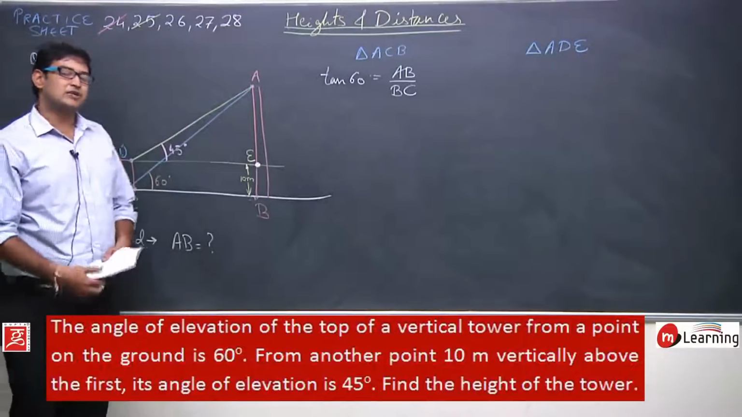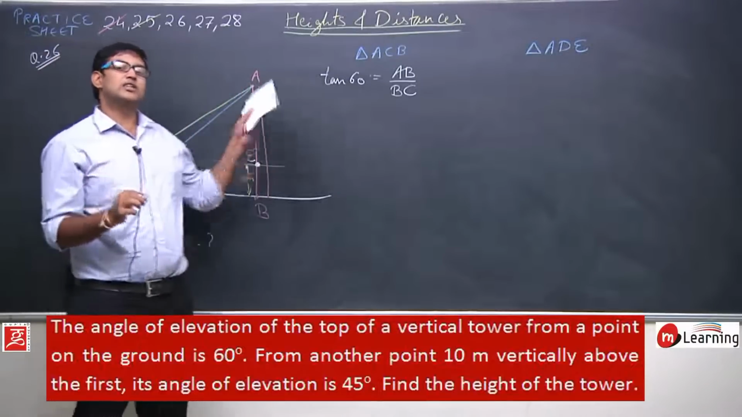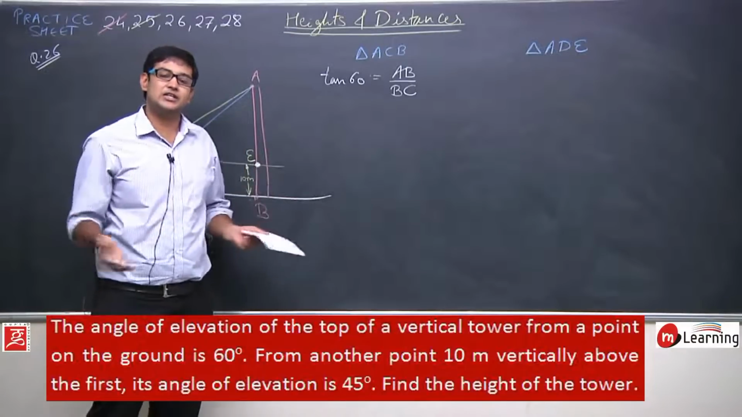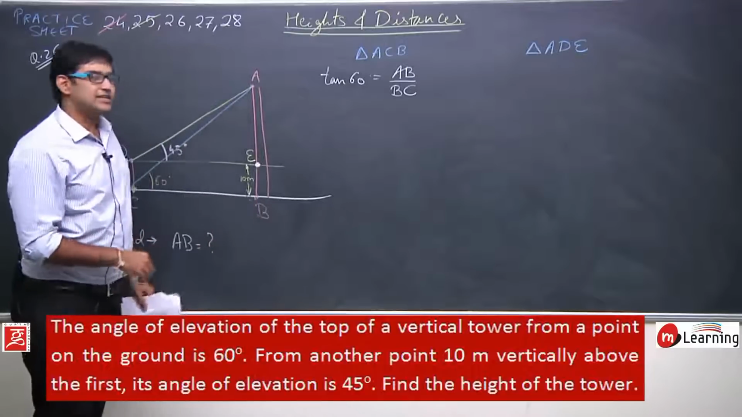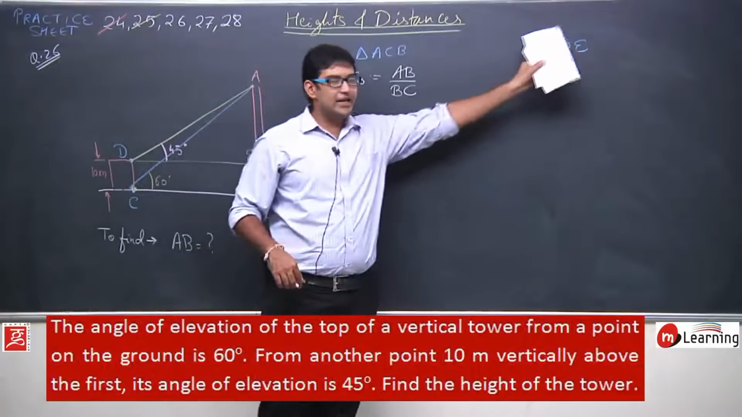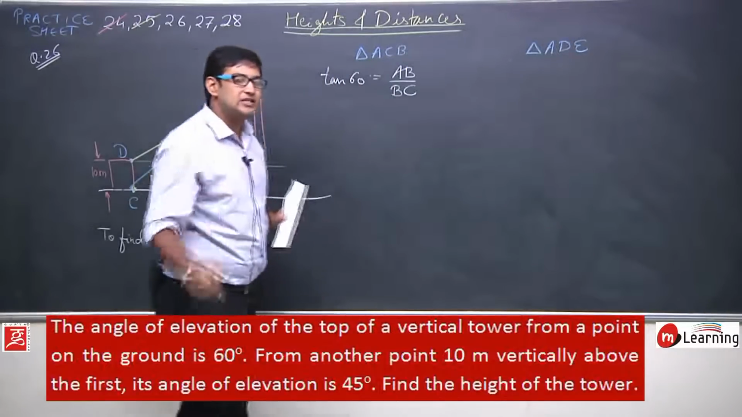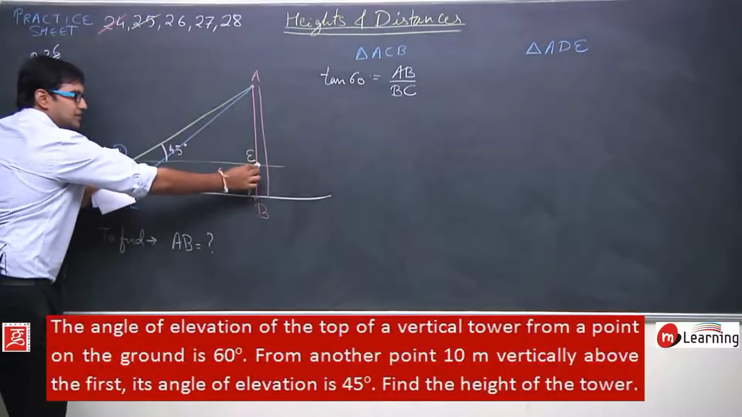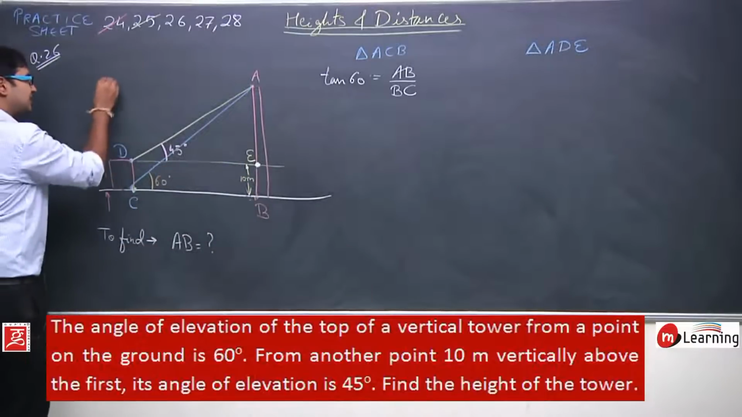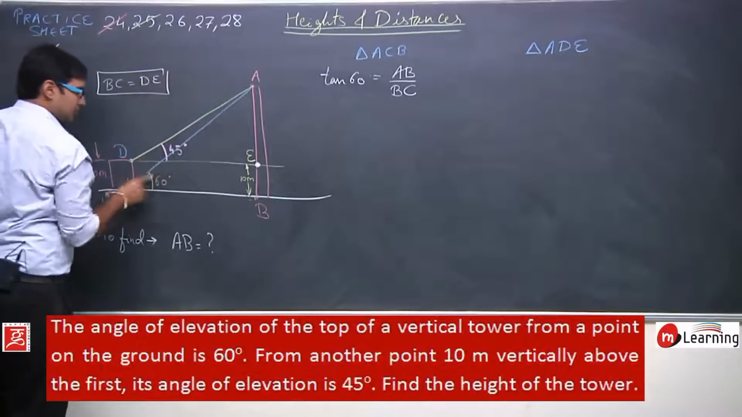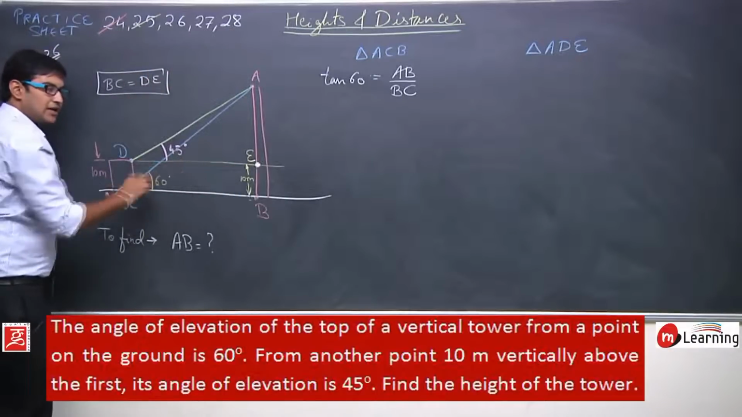Now the question comes: why have I used tan theta, why not cos theta, why not sin theta, why not any other ratio? It's because I can see in both these triangles, ACB and ADE, one thing is common. That one thing is this BC and this DE. This BC is equal to DE. I can observe this from the diagram.